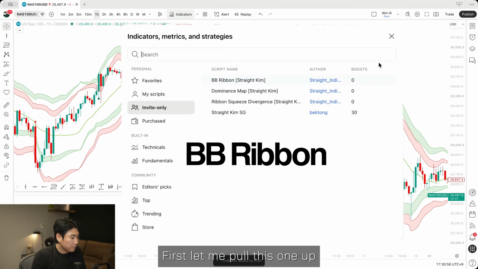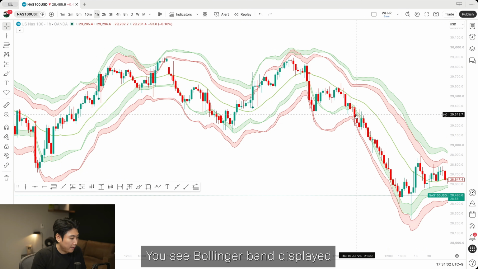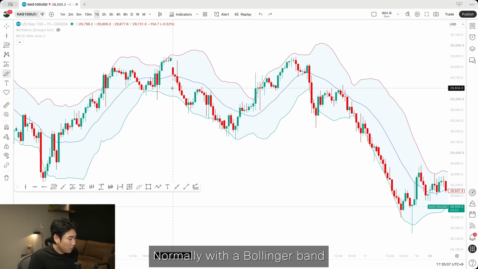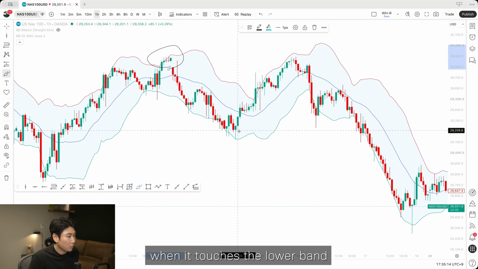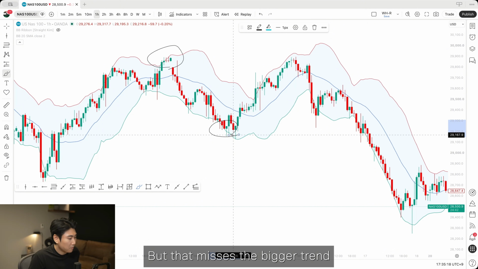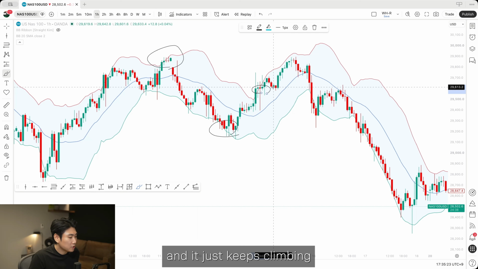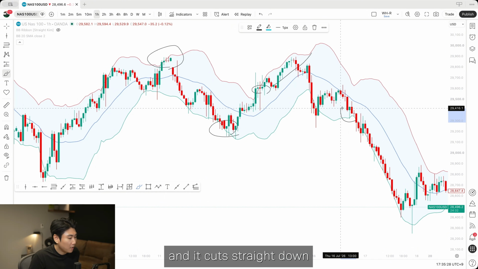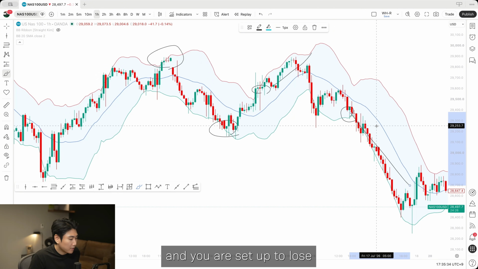BB Ribbon first. Let me pull this one up. You see Bollinger Band displayed as ribbons above and below. Normally with Bollinger Band, you sell when price touches the upper band, and you buy when it touches the lower band. But that misses the bigger trend. Price touches the upper band, you short, and it just keeps climbing. You buy the lower touch and it cuts straight down. Trust the touch of the band, enter alone, and you are set up to lose.